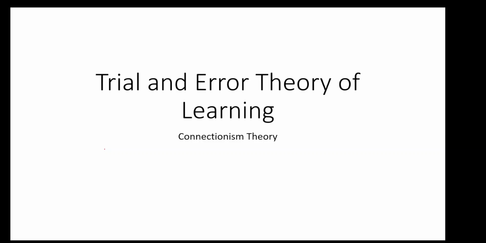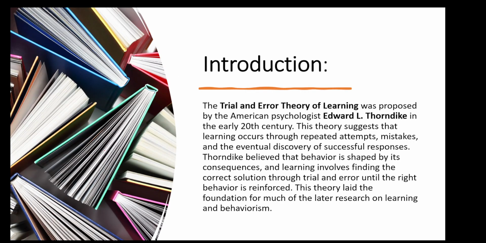Let us see the trial and error theory of learning. Another name for this one is connectionism theory. Introduction. The trial and error theory of learning was proposed by the American psychologist Edward L. Thorndike in the early 20th century. This theory suggests that learning occurs through repeated attempts, mistakes, and the eventual discovery of successful responses.